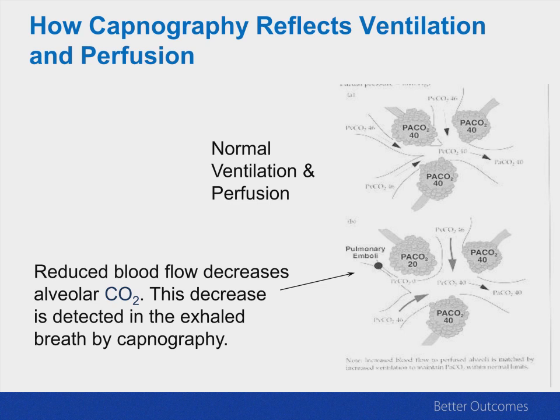And that's what we're measuring with capnography, the exhaled carbon dioxide. Now, if for any reason we reduce ventilation, the exhaled carbon dioxide level is going to go up. If for any reason we reduce perfusion, like in this example, a pulmonary embolism, then we'll have less carbon dioxide being added to the alveolus, and the exhaled carbon dioxide level will drop. That's it. That's how simple this is.